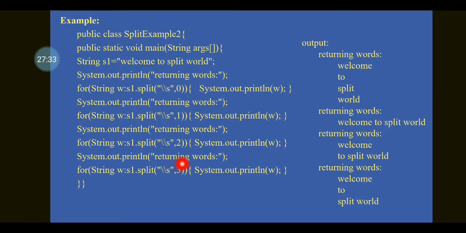And returning words of 3, that is split of slash s comma 3, which means that the entire string will be split into three parts. So the splitting will take place by slash s, which means that the non-space strings will be separated into three parts, so that welcome will be considered as one part, and to will be considered as another part, and "split world" will be considered as a third part.